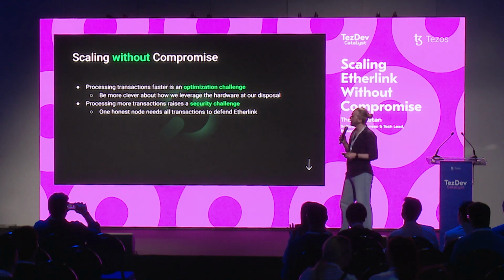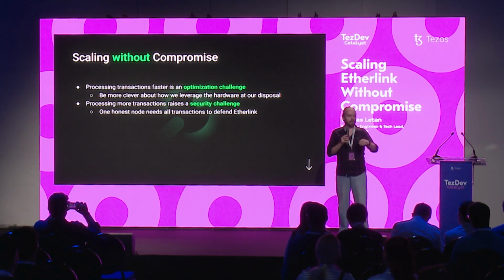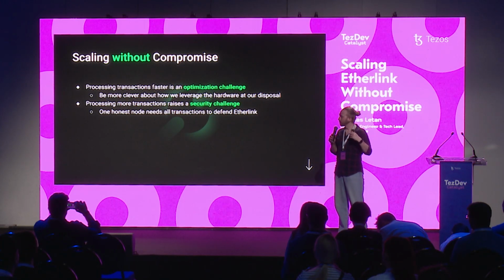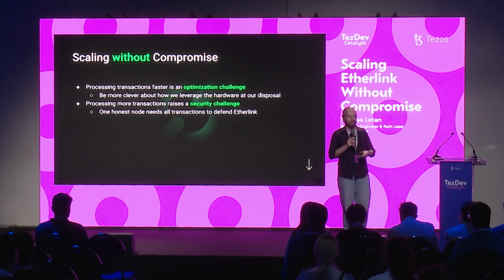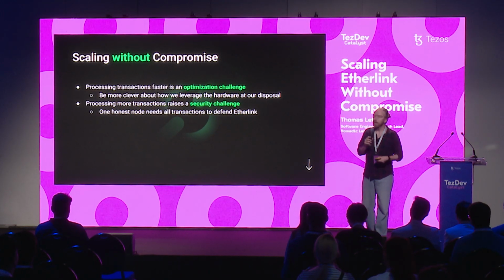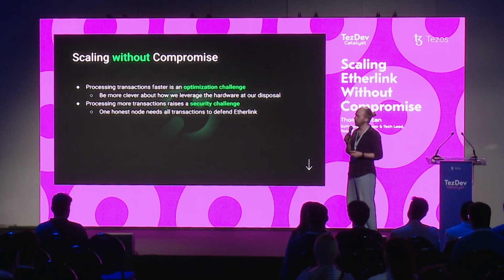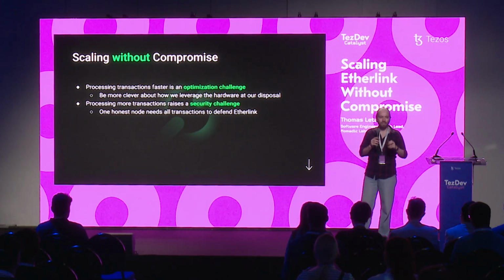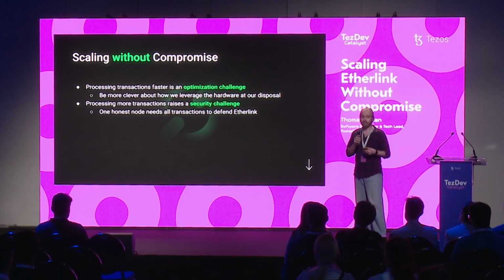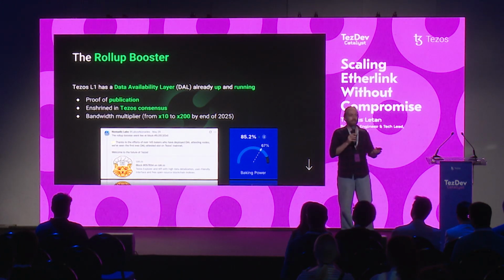Because a rollup, at the end of the day, has a one honest node assumption where you need someone, and it needs to be anyone. You need to be able to be here, to care about Etherlink, to compute the state and to protect it. But they cannot do that if the transactions are not available. So really, processing more transactions quickly becomes a security challenge. And we knew that in 2021 or 2022, I don't exactly recall when it started, and we started building ahead of time to address these particular challenges.